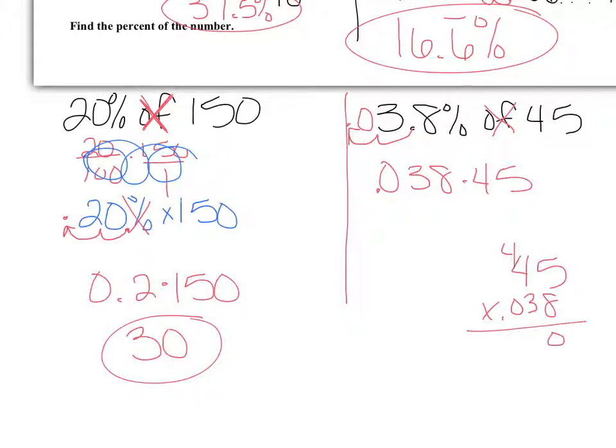5 times 8 gives you 40. 8 times 4 plus 4 gives you 36. 3 times 5 gives you 15. 3 times 4 plus 1 gives you 13. And whenever you add them all up, you should get 1,710, but remember we have 3 decimal places, so I need to move my decimal over 2 places, so you should end up with 1 71 hundredths.